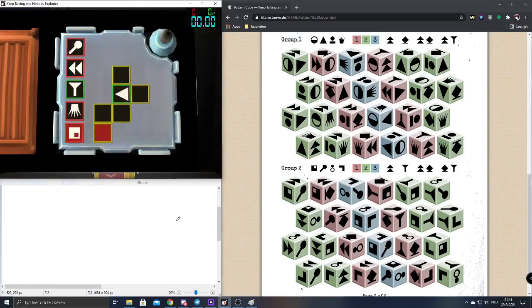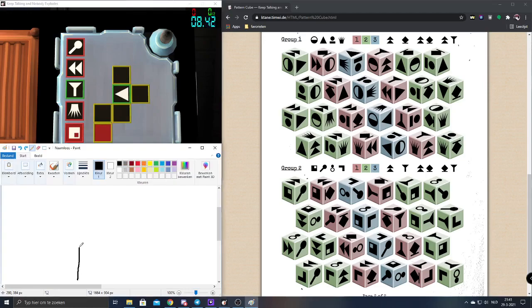So, for my method, first we're going to need the grid of the module, which can be given to you by the defuser. Then we are going to denote which edges connect, which squares are connected to each other by an edge. Now on the inside that's obviously clear, but on the outside not so much.